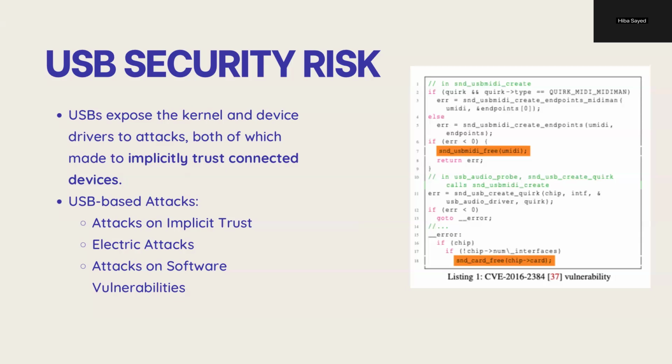USB drivers typically include a probe routine to initialize the driver and function routines to interface with other subsystems, along with other procedures to deregister the driver when the device is unplugged. The current USB fuzzers really focus on the probe routines, which are automatically started when a device is plugged in. But this leaves other critical areas, like the function routines, not really tested. This has been seen as a significant security risk, and it can lead to the attacks that we just talked about: implicit trust, electrical vulnerabilities, and software exploits.